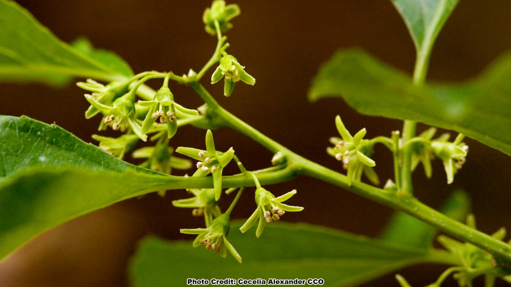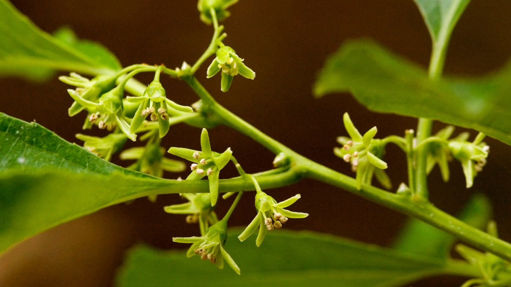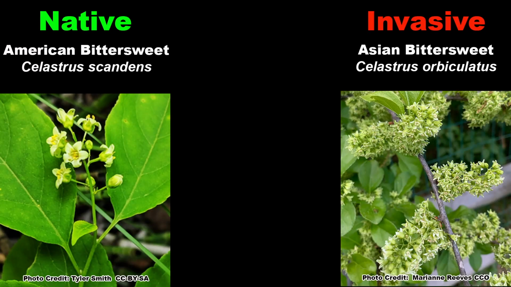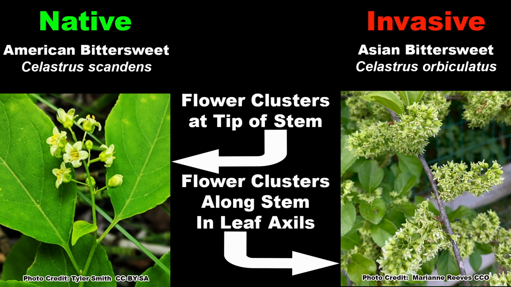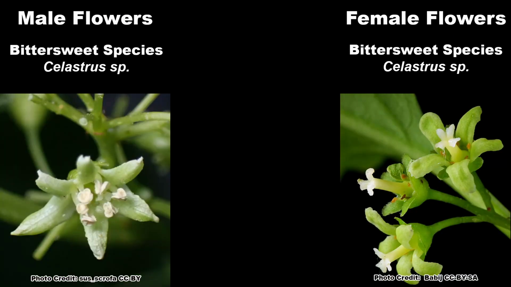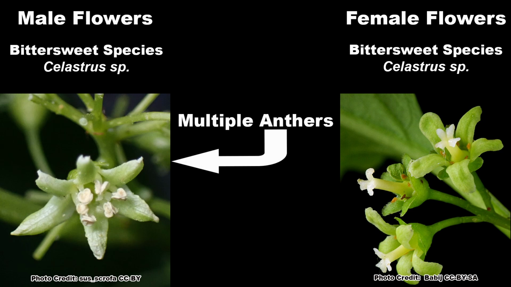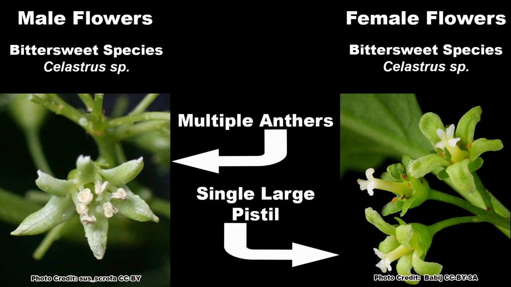Another method that can be used on mature plants is to look at the flower cluster locations. Just like with the fruits, American bittersweet will have flower clusters at the tips of the stems only, and Asian bittersweet will have flower clusters all along the stem in the leaf axils. The vines can be sexed at this time also, as the male flowers have multiple stamens that are covered in pollen, and the female flowers have a single, large pistil in the center.